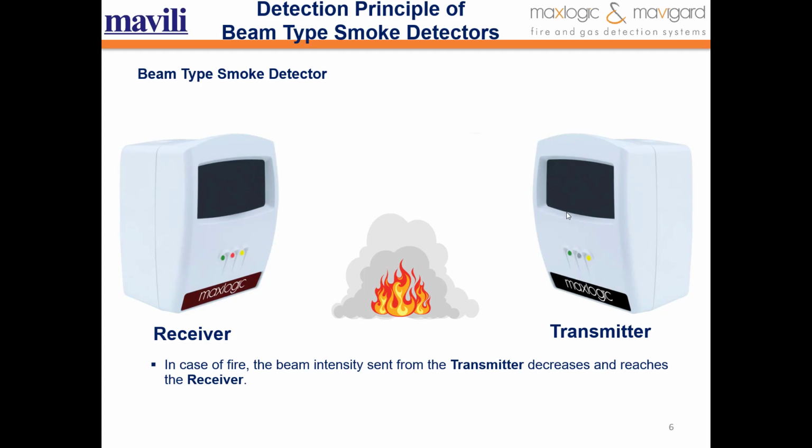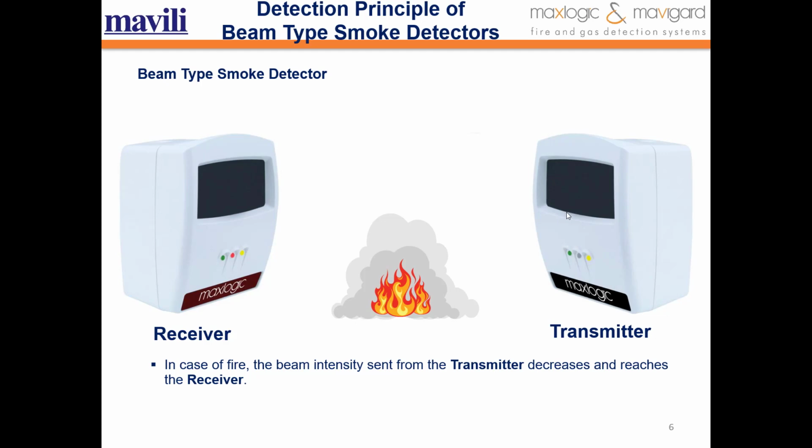The features and performance criteria of beam type smoke detectors are specified in the EN54-12 standard. Smoke detectors to be used in buildings must have an EN54 CPR certificate issued by internationally accredited organizations. There are two variants of the beam type smoke detector, with transceiver unit and with reflector.